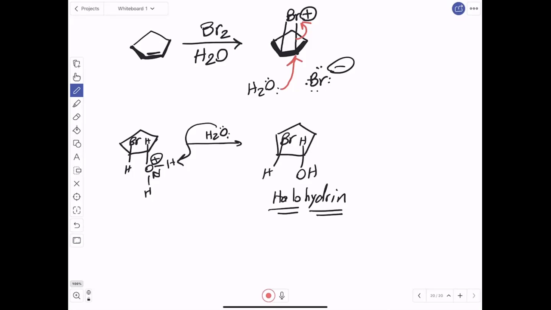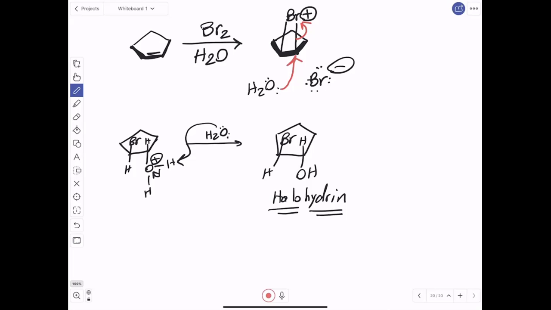Is it syn or anti-addition? Anti-addition. Why? Opposite sides of the bond. Why? Because of the intermediate, right? It's a bridge. One side of the intermediate is blocked by the halogen, and the nucleophile, whatever it is, has to attack from the opposite side. Question.